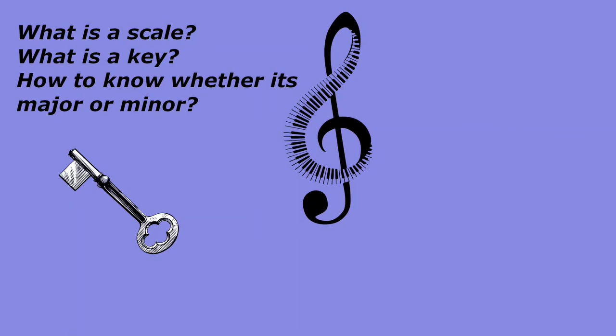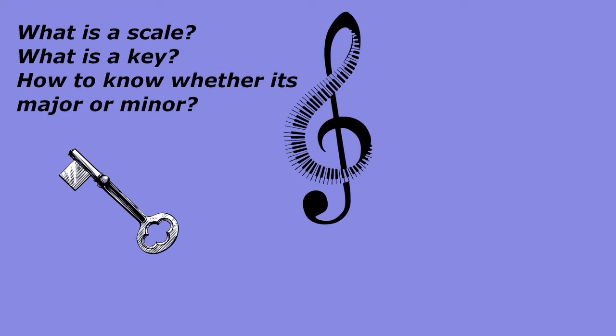Now, what is a scale? A scale is a collection of notes that are either a whole step away or a half step away. In the case of C major, you would have C, D, E, F, G, A, B, and C. Now we'll get to what is actually a whole step or a half step later on in the video. Let's move on to what a key is.